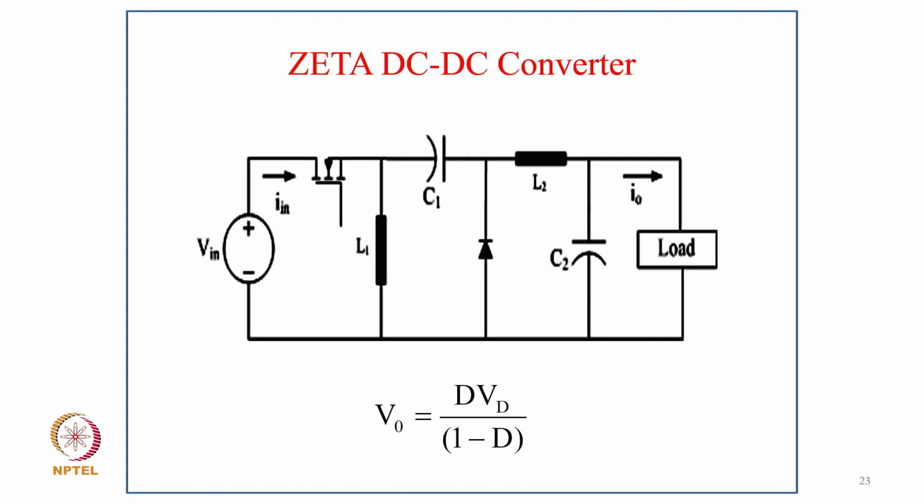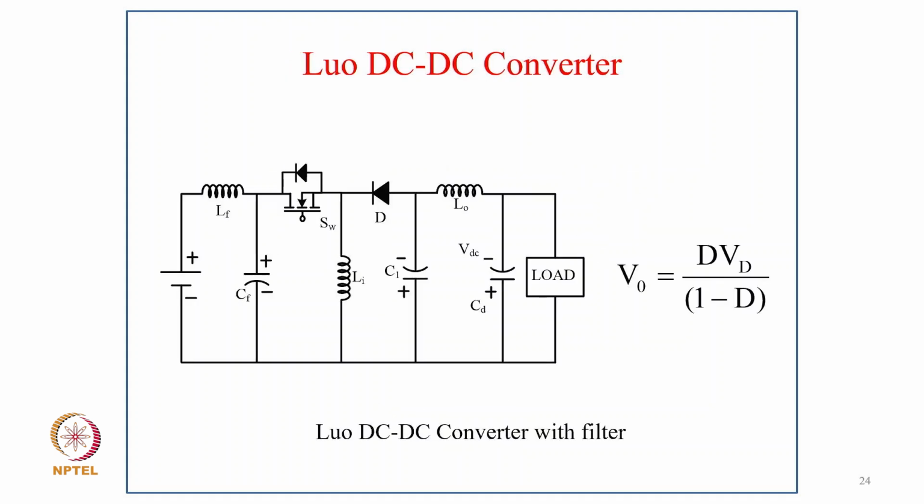So here also the output polarity does not change, but the disadvantage is that the input current is discontinuous because the device is connected in series, and the transfer function of this is also VO equal to D Vd upon 1 minus D, where D is the duty cycle of the switch.